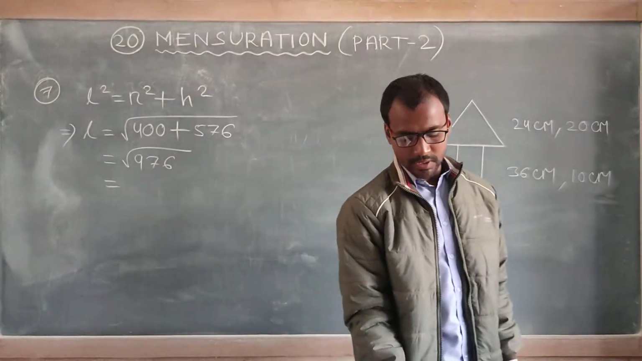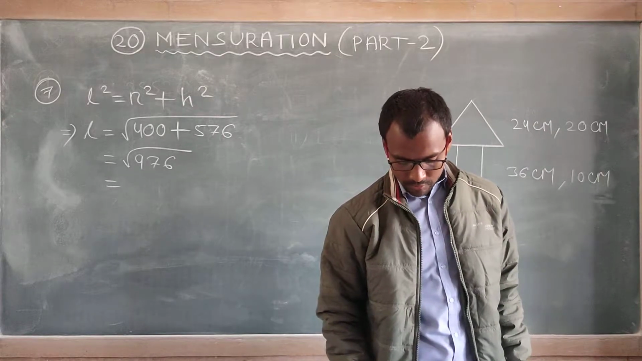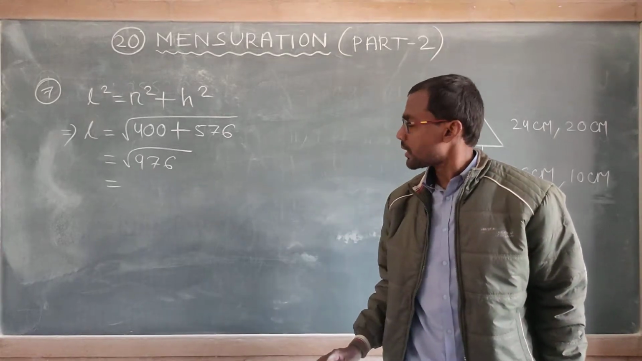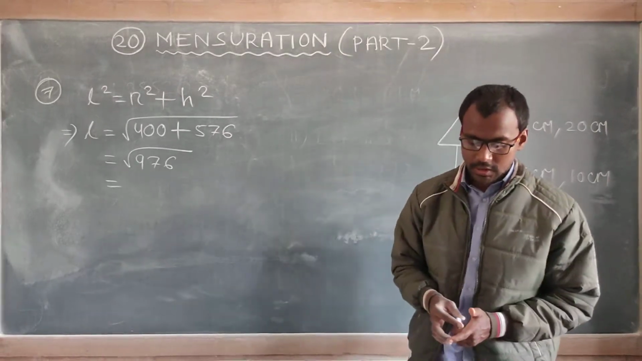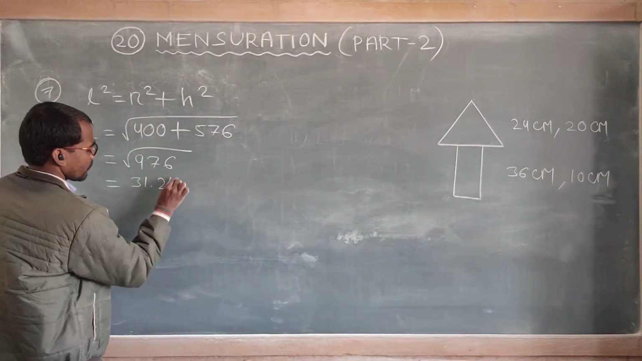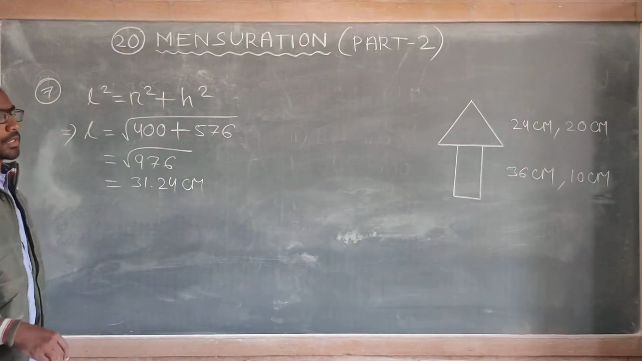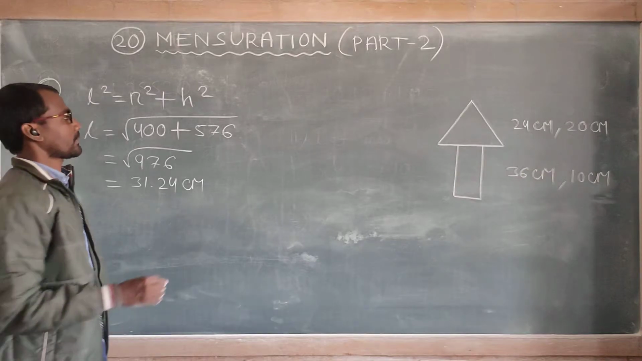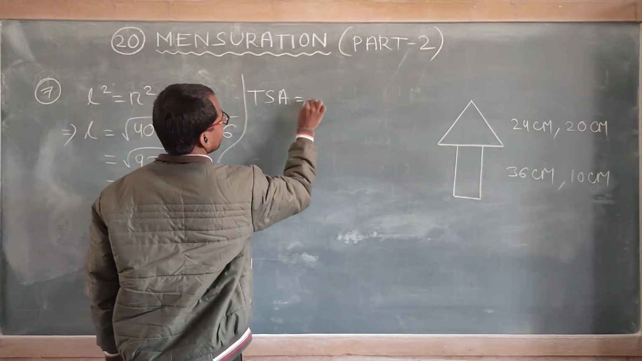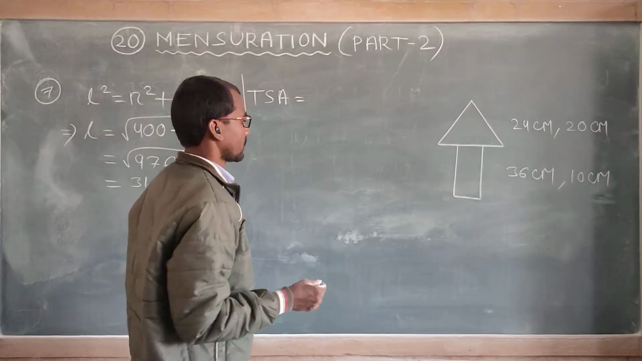You have to find this value. I am using a calculator, but you cannot use a calculator. Square root of 976 is 31.24 cm. This is the slant height of the cone. Now we will go for the total surface area of the toy. So TSA is equal to, we can start from the bottom.